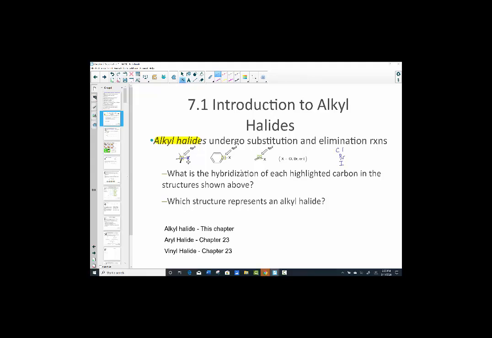Notice that we have an sp3 hybridized carbon. That carbon is attached to 4 unique atoms. sp3 hybridized means that it is tetrahedral in terms of molecular geometry. In this other structure, the carbon is also attached to a halogen, but notice that carbon is in an aromatic compound. This is what we refer to as an aryl halide.